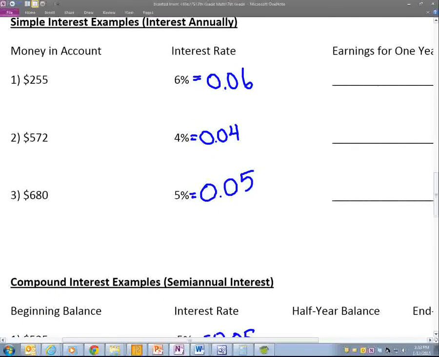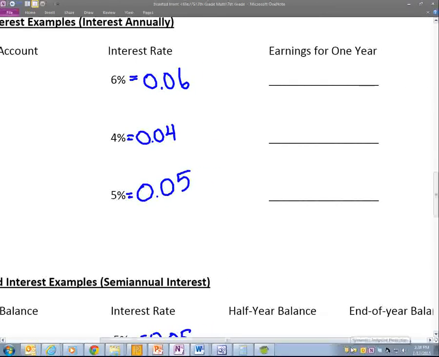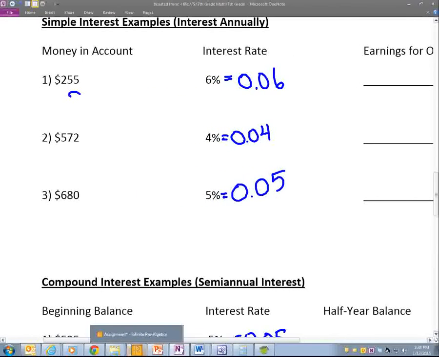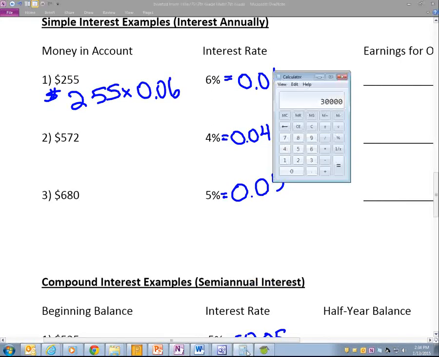All right. So how are we going to find out our annual interest? Let's see what it's asking us. Earnings for 1 year. Are they asking us how much money we got in the bank, or how much money the bank gave us? Great. That's how much money the bank gave us. So in order to do that, we are going to do $255 times 0.06, and we're going to get $250. Oop, wow.